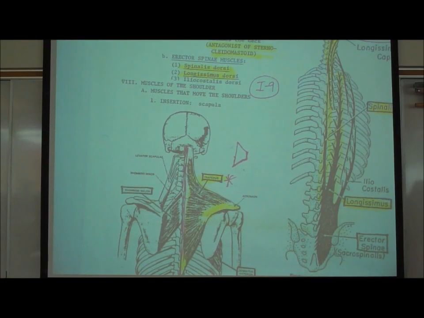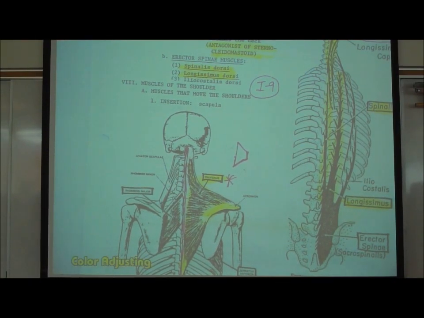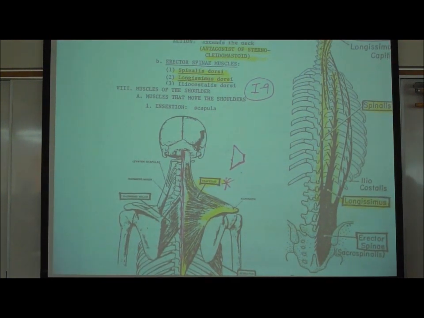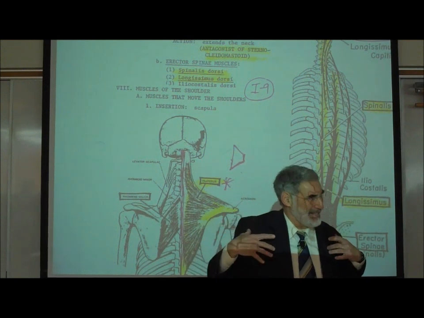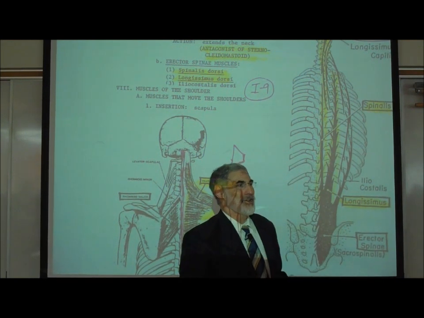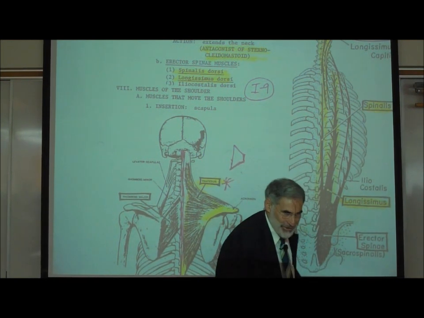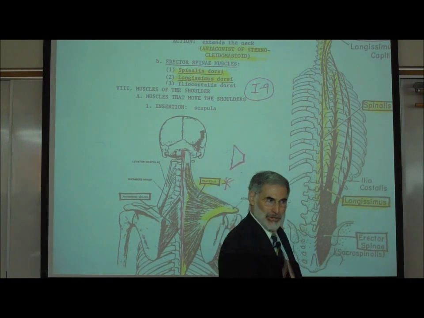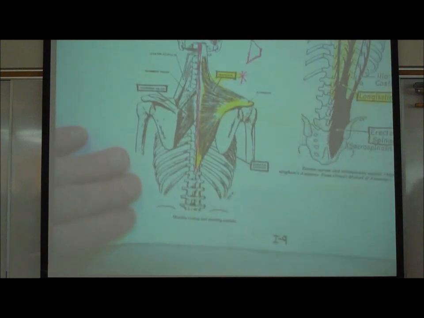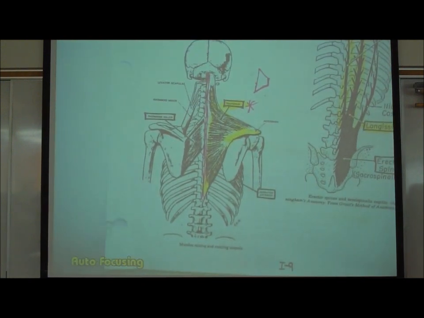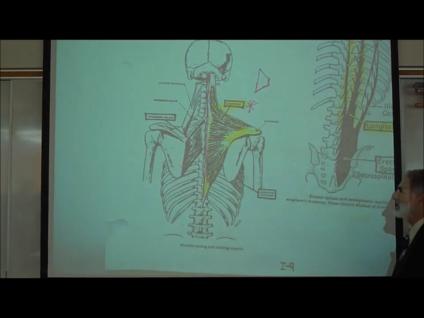Muscles of the shoulder. These are muscles that move your shoulders. Now, the major bone of your shoulder is your scapula, your shoulder blade. So if a muscle is going to move your shoulders, it's going to attach or insert on your scapula. There are three muscles that we're going to learn that move your shoulder, your scapula. They insert on the scapula.